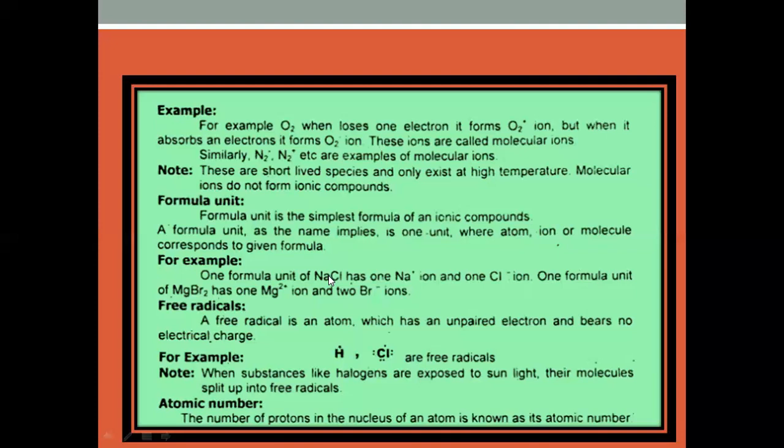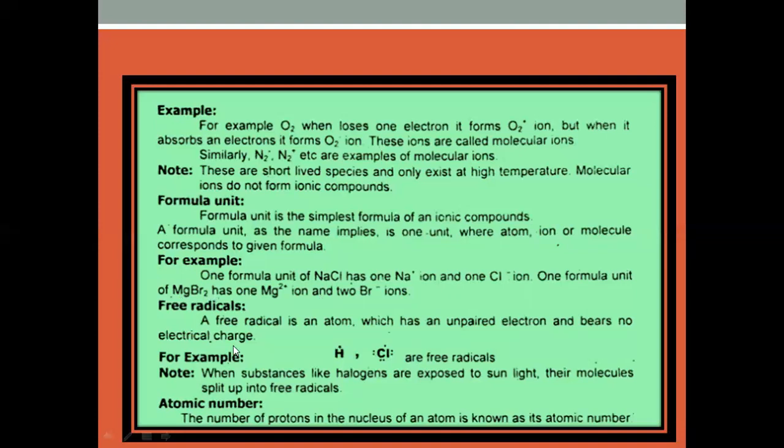We just write a simple formula: if we see along the x-axis, y-axis, or z-axis, all the ions are the same, like sodium and chloride ions. So we just write the simplest formula, or formula unit, that is sodium chloride, and we say it has one sodium ion and one chloride ion. For magnesium bromide, you can see one magnesium and two bromide ions in one formula unit.